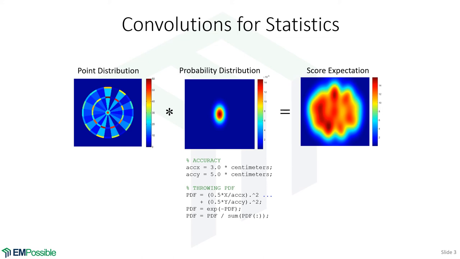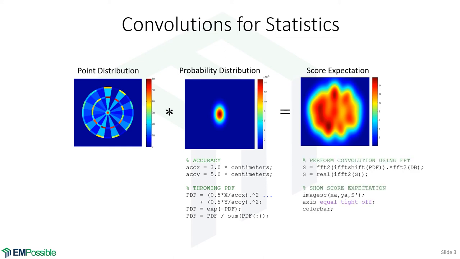So how is this done? How is this convolution done? Very easily, in fact. So what we will do is we will do a two-dimensional FFT and, of course, an FFT shift on our PDF. We multiply it by a two-dimensional FFT of our dartboard that we built over here. And then once we do that, we will inverse FFT that point-by-point multiplication and then just take the real part because there may be a small imaginary noise, so we get rid of that.